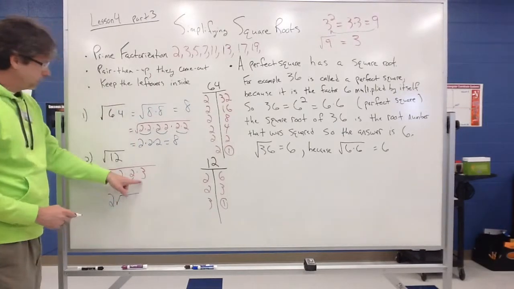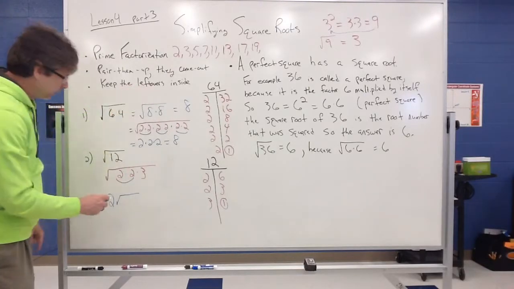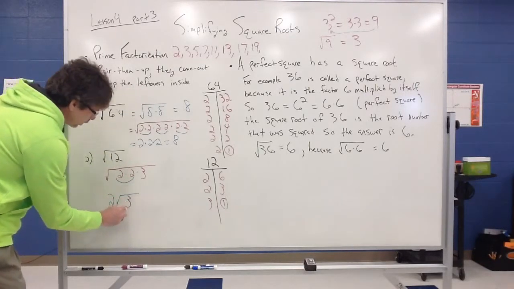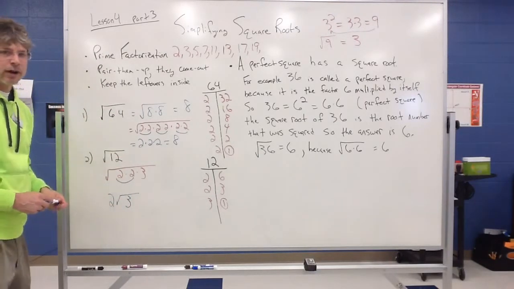And what I see left is that 3 didn't have a pair, so that's what we call a leftover, and it stays on the inside. So 2 times the square root of 3 becomes my simplified answer to that.